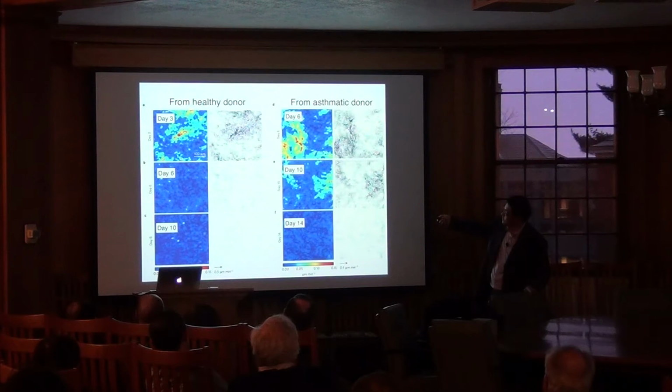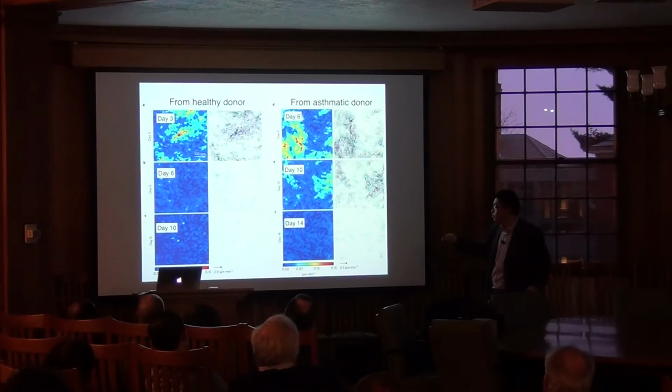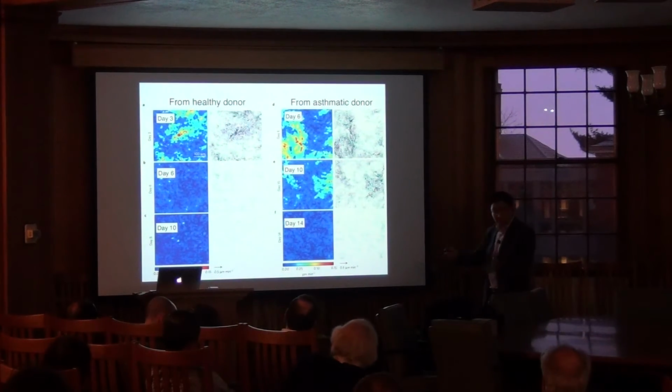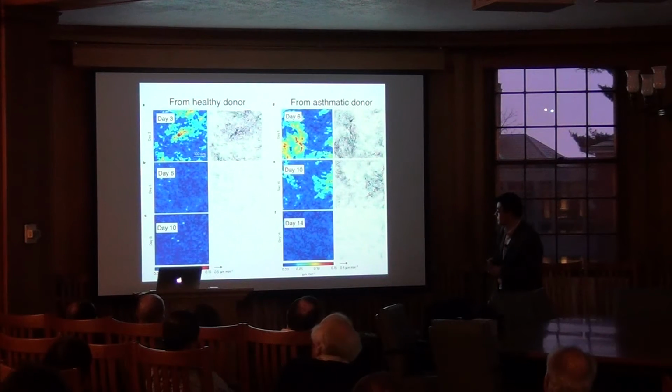So this is what happens in a healthy person. If you take the cells from the healthy person and plate it in culture, in less than 2 weeks, it basically stops moving. And the idea is that maybe when it stops moving, cilia can grow from the tissue properly and be able to trap mucus as if it were in vivo.